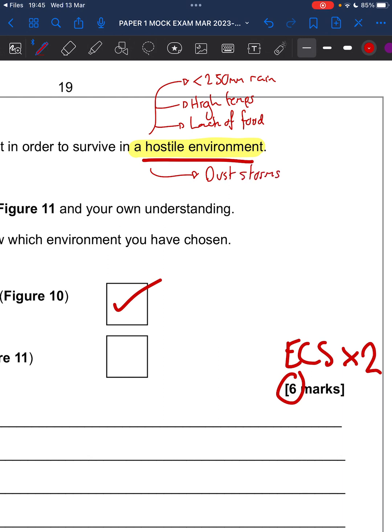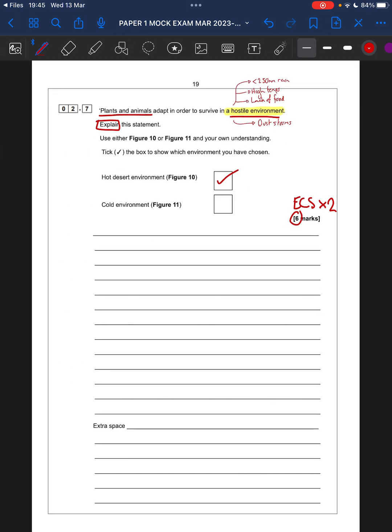Okay. So these are the kind of things you want to include in this answer. Now, for those of you watching this who did this mock, this is something a lot of you missed. So you were able to say that the camel, as I can see in figure 10, has a hump packed with fat. This means that it can go a long time without eating and can survive in the desert.